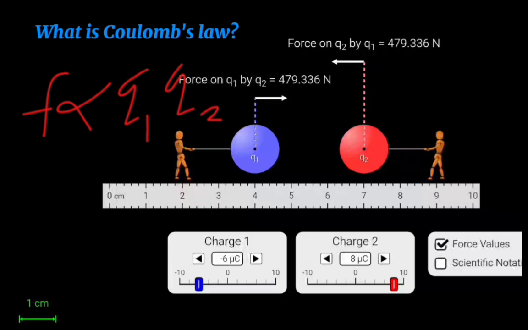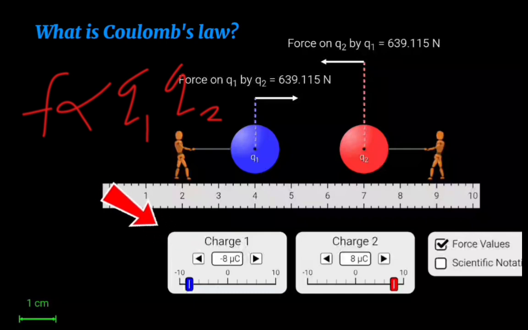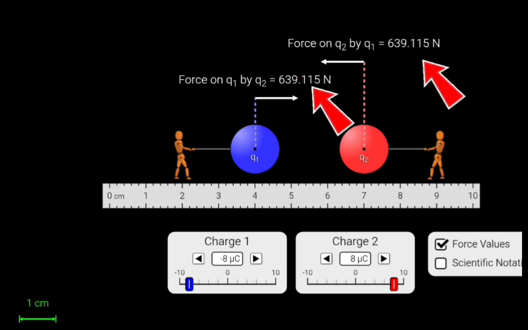On this Q1, let me increase the charge to, let's say, minus 8 microcoulombs. Q1 has been increased from minus 6 microcoulombs to minus 8 microcoulombs. You can see that the force of interaction between Q1 and Q2 has increased to 639.115 Newton.